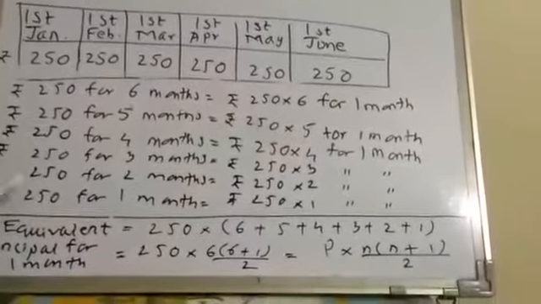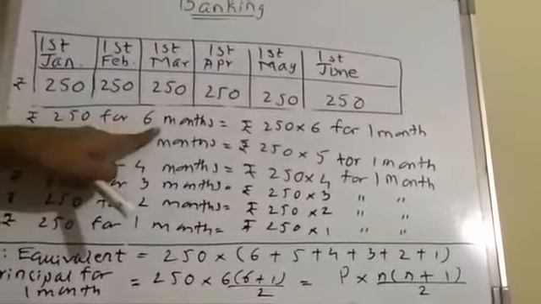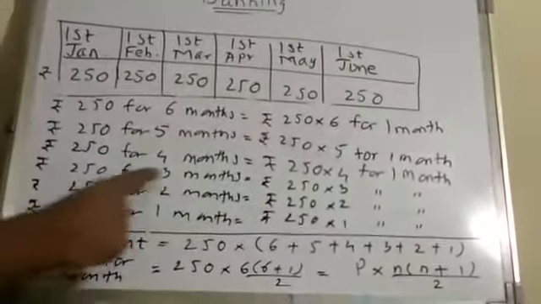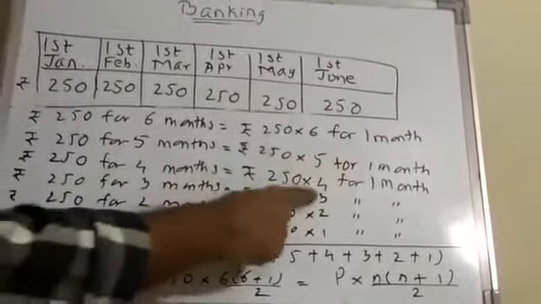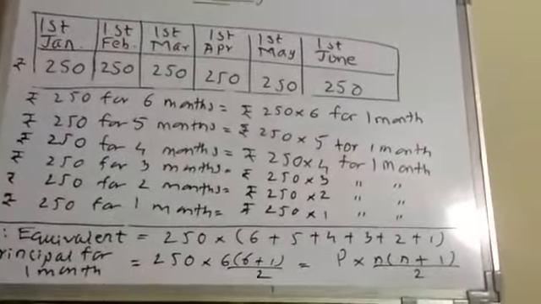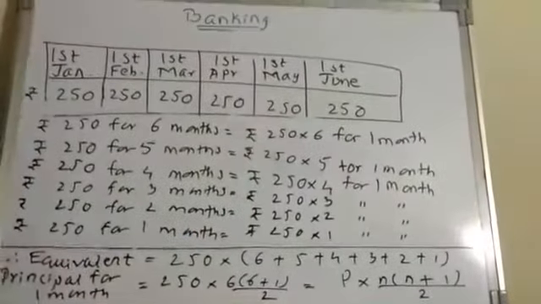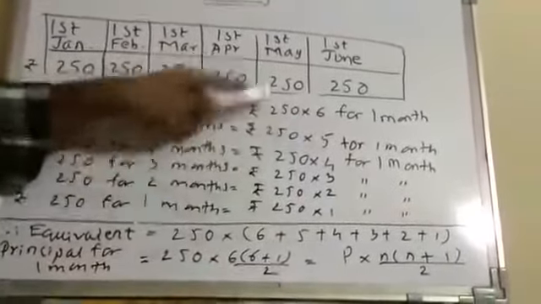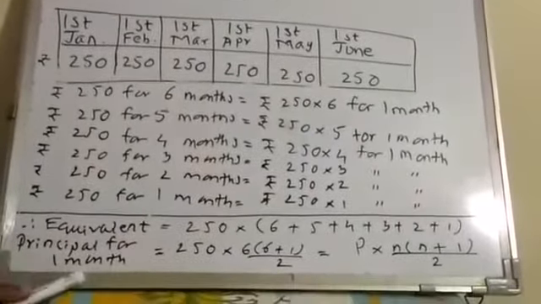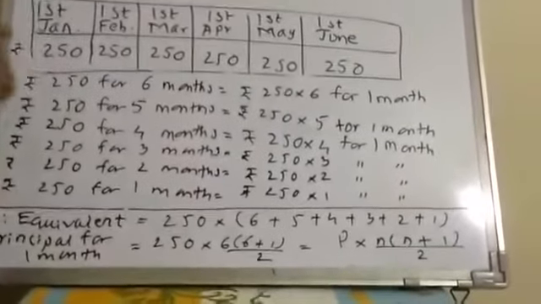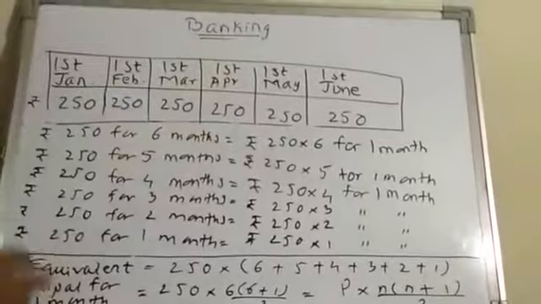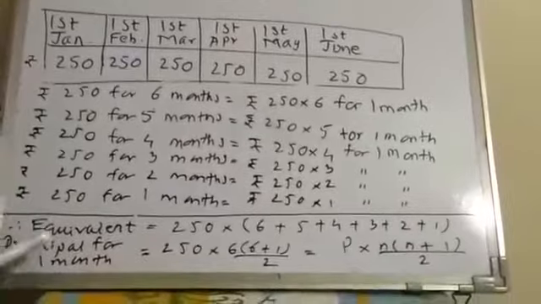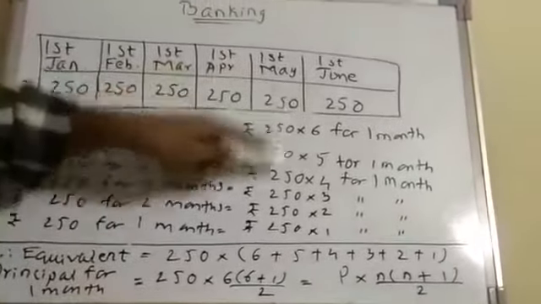We are trying to make you understand that the first 250 will stay with the bank for 6 months, which means that it is 250 into 6 only for 1 month. Similarly, 250 into 5 for 1 month, 250 into 4 for 1 month, and so on. And of course, the last 250 stays with the bank only for 1 month. If you decide to add all of them, then such a principal will be called the equivalent principal for 1 month. It means that whatever you are doing part by part is as good as paying that amount in just 1 month to the bank. So the equivalent principal for 1 month will be nothing but the addition of all of them.